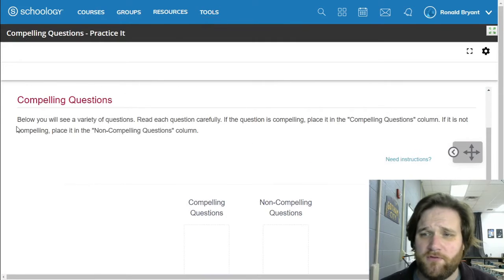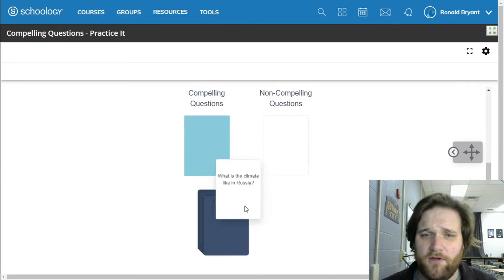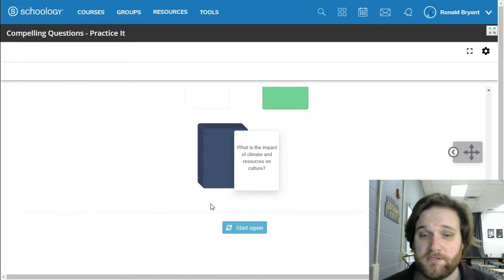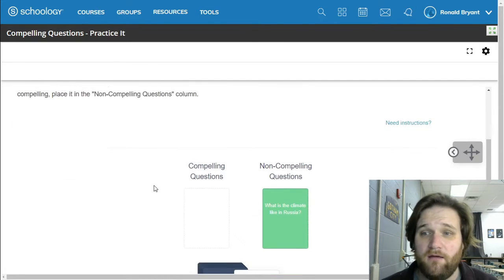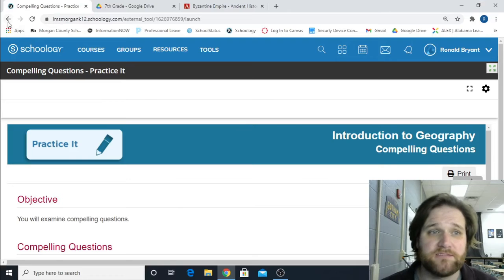Now, as I say, you can read the directions if you want, but we have two columns here. Think of it, this is a stack of cards. We have two columns, compelling questions and non-compelling. And you're going to click and drag the card to where you think it goes. It'll tell you if it's right or wrong, but this is just for your practice, and it's going to roll through this whole stack of questions. This is your practice. This is not an assignment. You are not going to submit this.